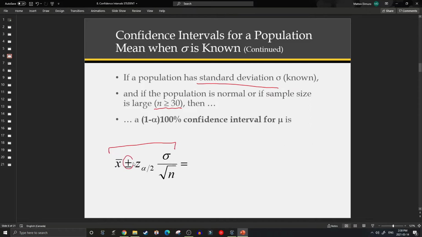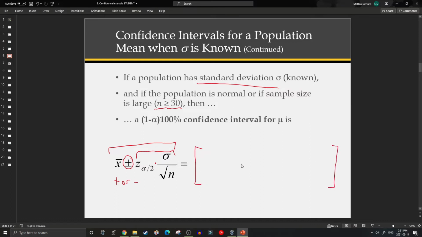Now, it looks a little funny. So you've got x bar, and then this is plus or minus. So what you're going to do is take x bar and add to it whatever this factor is. It looks kind of scary, but if you break it down, it's just z alpha divided by 2 times, and this is multiplication here when there's no symbol, the standard deviation divided by the square root of n.